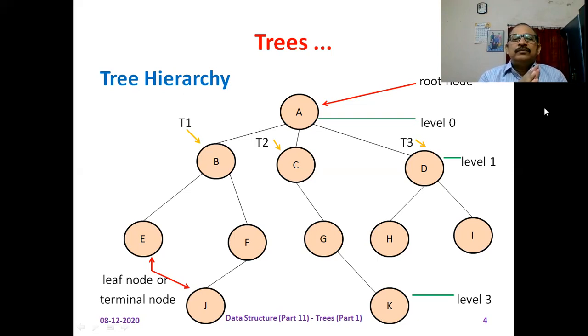Next, what is the depth of a tree? Depth of a tree is the length of a path from root to the deepest node. So depth of this tree is 3.